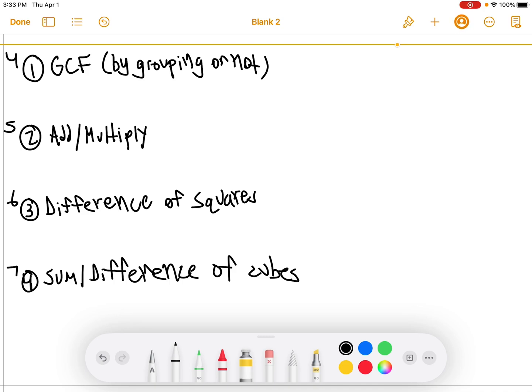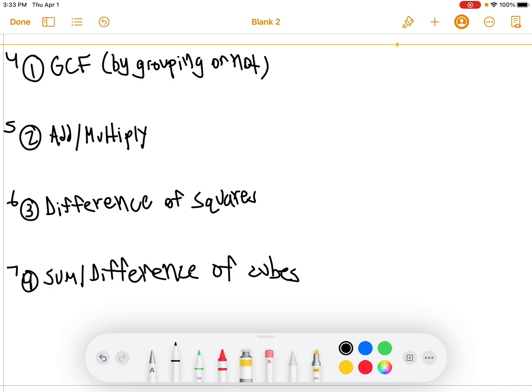Sometimes you have to use 2 just for one thing. But how you know that it's factored out is if you can't possibly do any of these things. So the first one is greatest common factor.